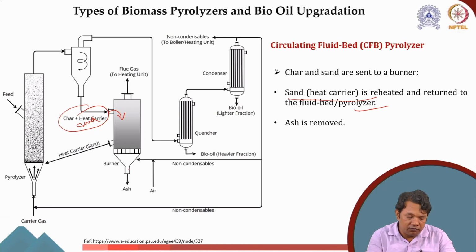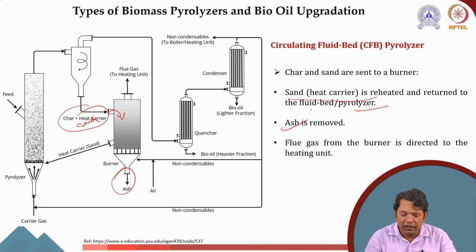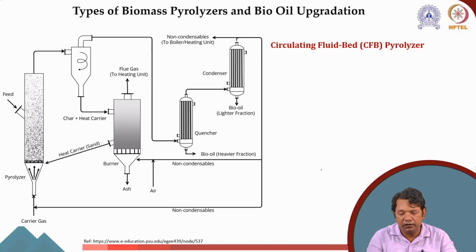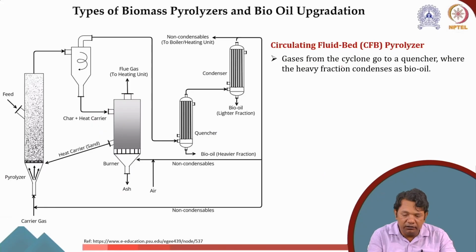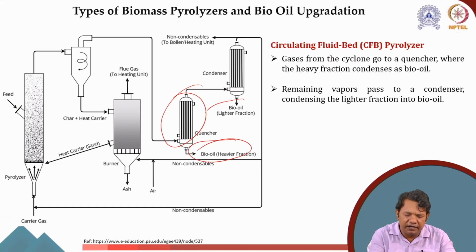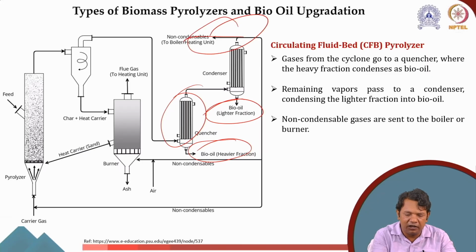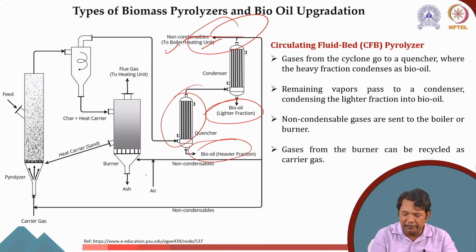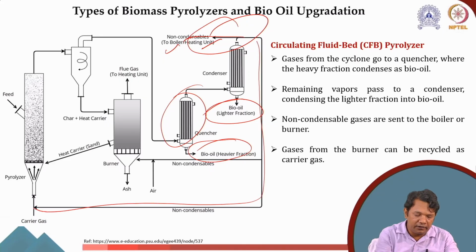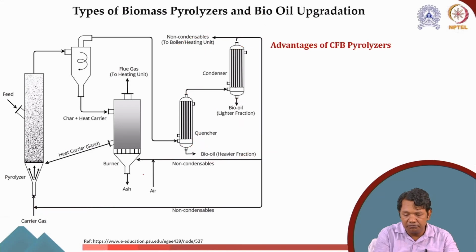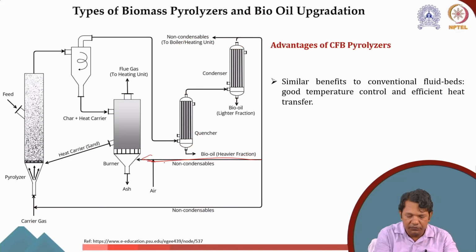Now the ash is also removed here, you can see, and flue gas exits from this burner and is directed to the heating unit. The gases from this go to get the heavier bio-oil fraction and the light bio-oil fraction, and then we get non-condensable gases, out of which the major part goes to the boiler and heating unit. Some part is recycled as a carrier gas here, and some is recycled for the burning.